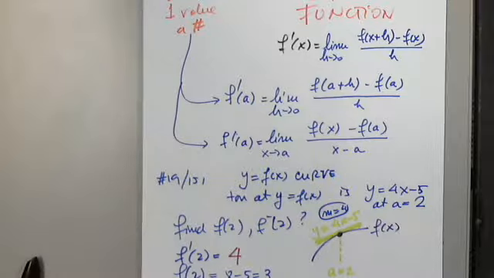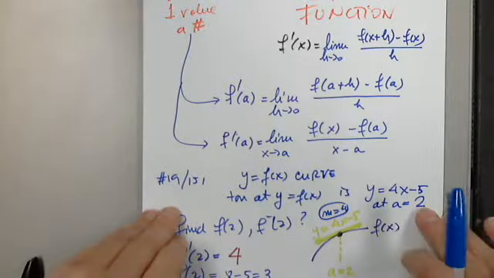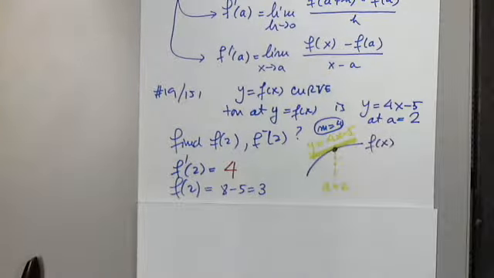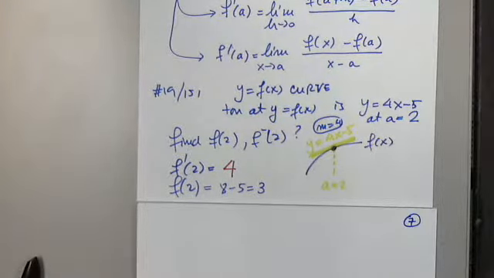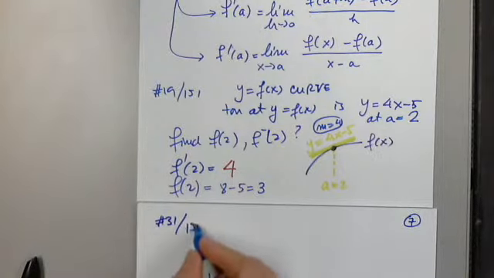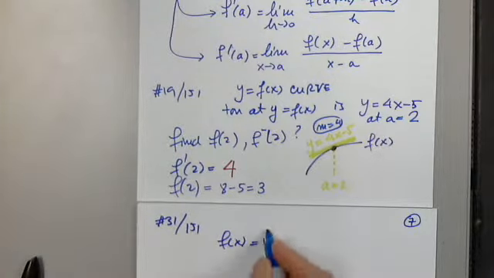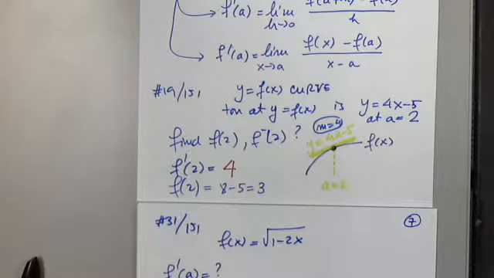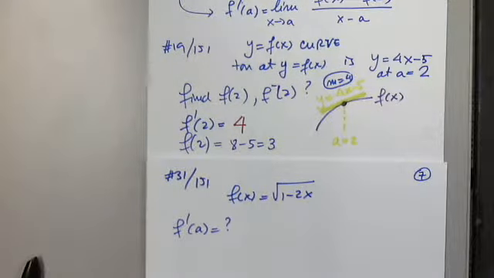Okay, so now let's choose a problem and determine f prime of a. Would you prefer a polynomial? Would you prefer a rational again? Would you prefer a radical? A radical, very good. So let's look at a radical. On page 151, let's say problem 31. f of x equals the square root of 1 minus 2x, and we're asked to find f prime of a. We have to make a decision which of the two definitions we would like to look at.